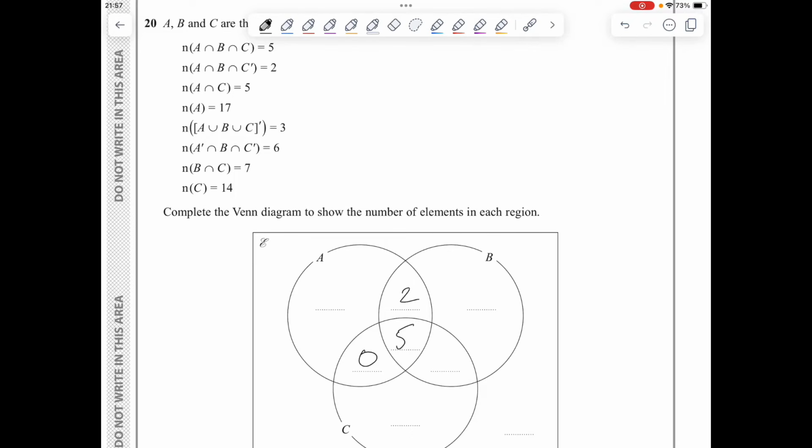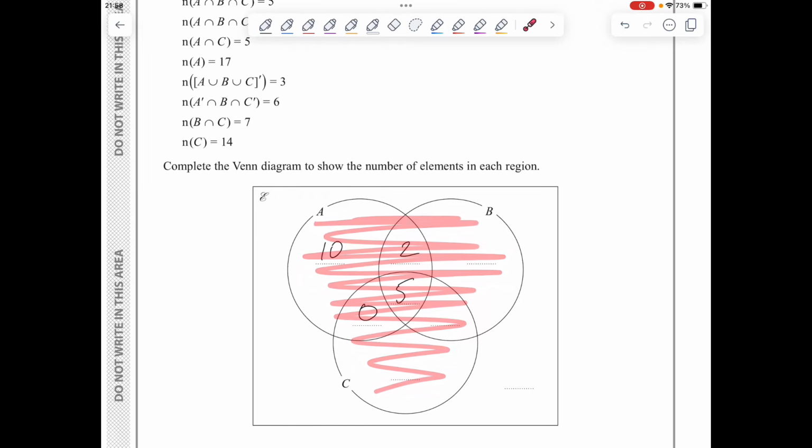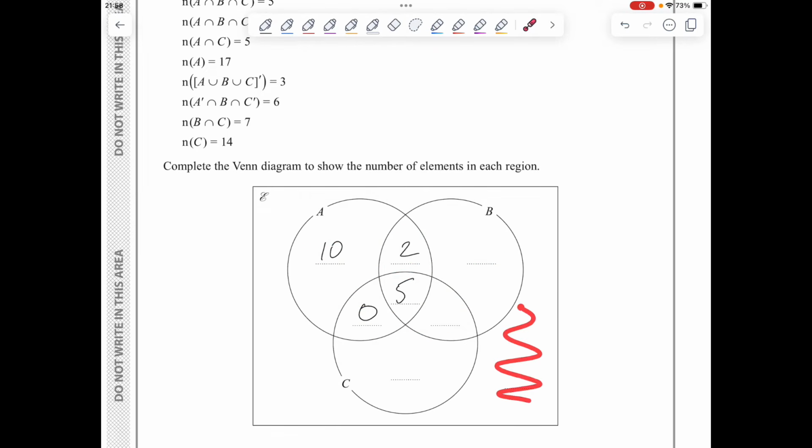A intersection C is this region, and since I have a 5 already there, it means that the one next to it is 0. Next statement, A has 17 elements. This is A, so all the numbers in here must add to 17. I already have 2, 5, and 0, so I'm missing a 10 here. Now for the next one, I've got A union B union C dash is equal to 3. Now A union B union C is this region here, so the complement of that is the outside, and the outside is equal to 3.